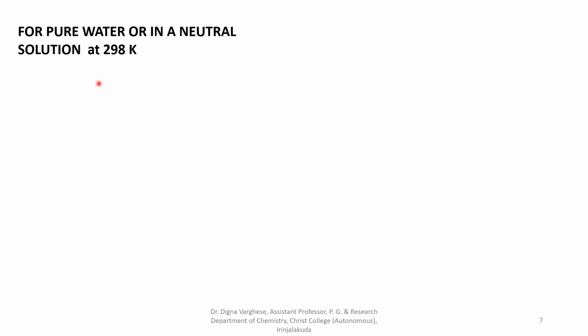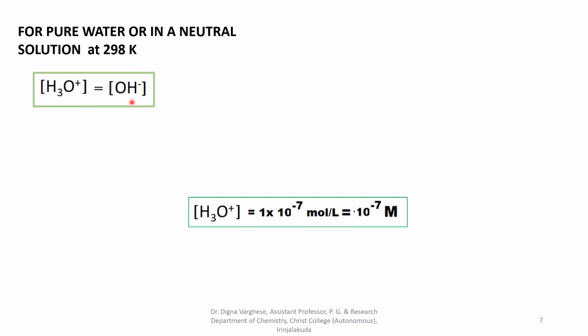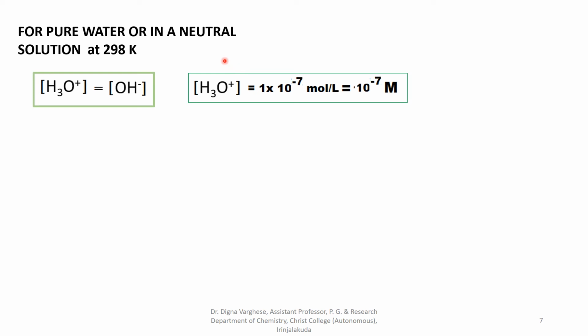At 298 Kelvin, for pure water or in a neutral solution, the concentration of hydronium ion is equal to the concentration of hydroxyl ion. So its molar concentration is equal to 1 into 10 raised to minus 7 mole per liter, that is, 10 raised to minus 7 molar. The pH for this solution is 7. So it is a neutral solution or pure water.